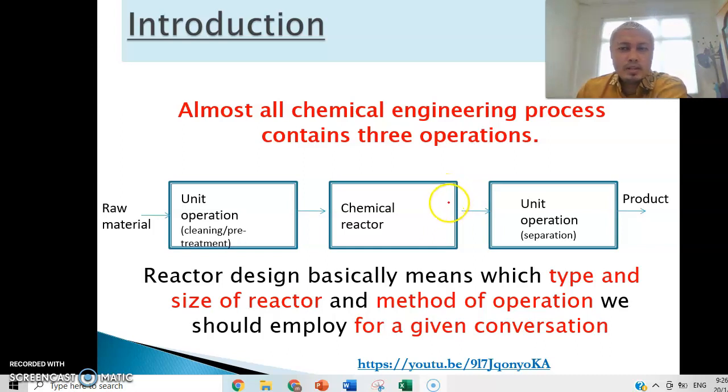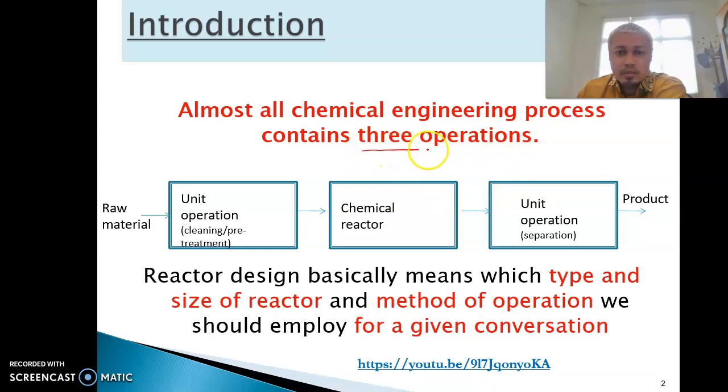Chapter 5 is all about how to design our reactor and what we need to consider in order to optimize the reactor design process. Almost all chemical engineering processes contain three operations. What are the three operations? The first one is unit operation, which is cleaning or pre-treatment. This is the first one, and then the second one is the reactor itself.